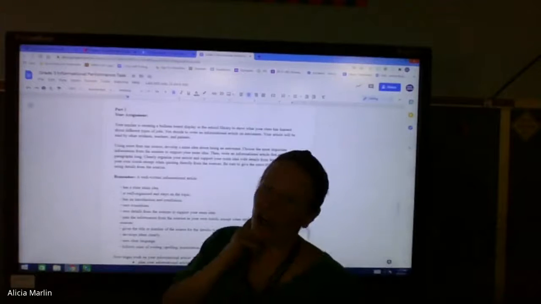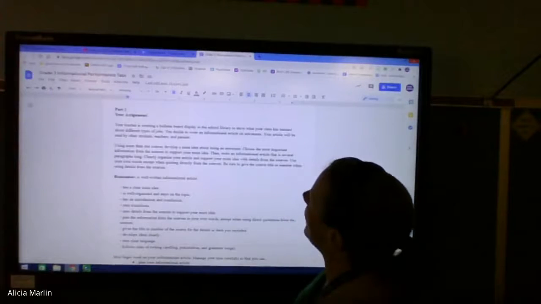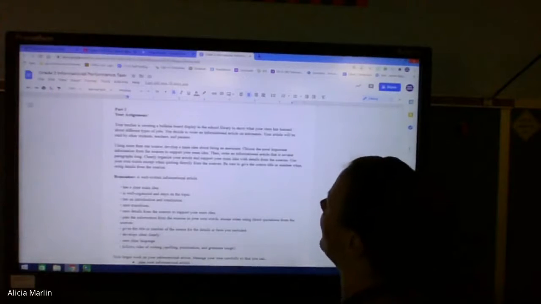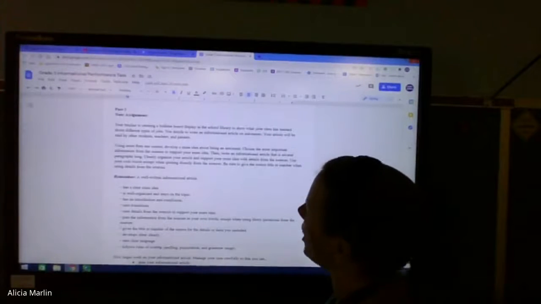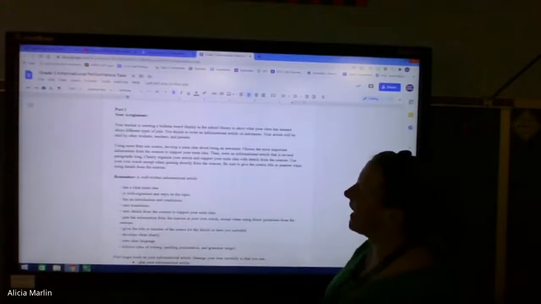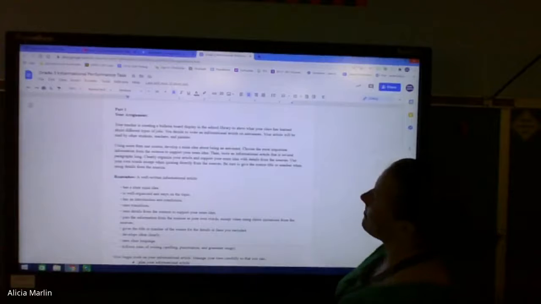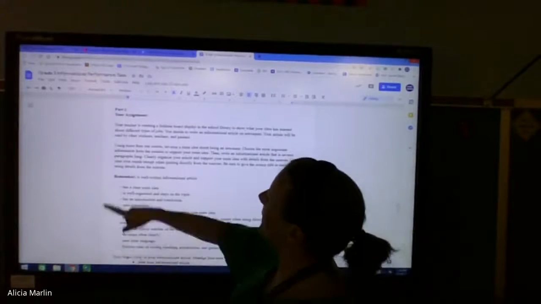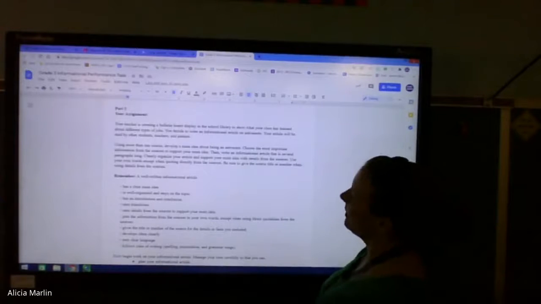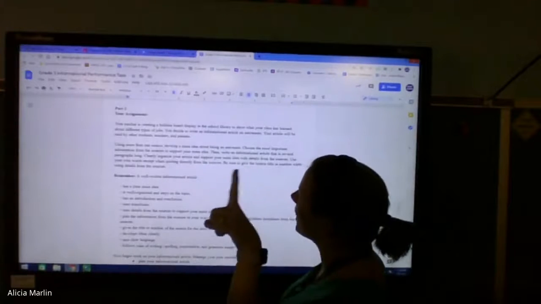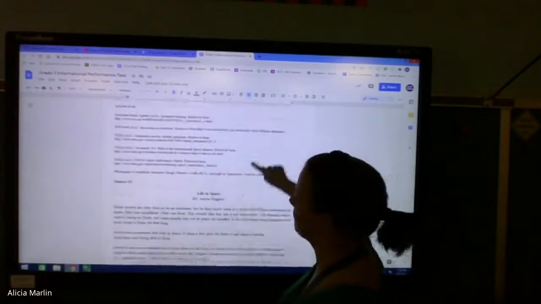Your assignment: your teacher is creating a bulletin board display in the school library to show what your class has learned about different types of jobs. You decide to write an informational article about astronauts. Your article will be read by other students, teachers, and parents. Using more than one source, you've got 2 up here.